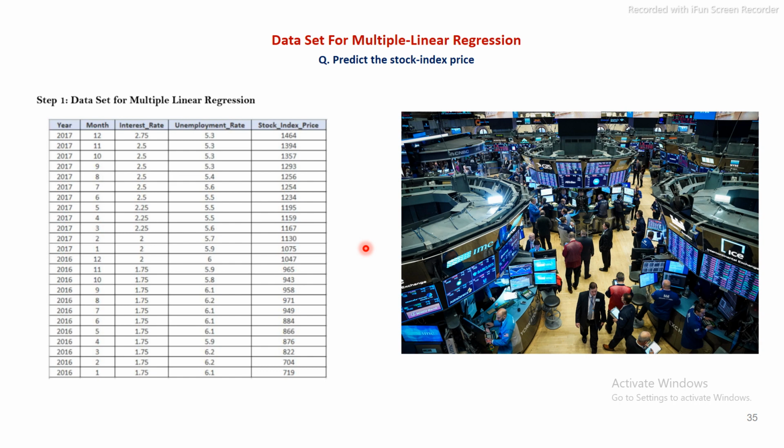Okay, for example, for multiple linear regression, if you have to predict the stock price, then month, interest rate, unemployment rate and stock index price are the independent variables here.